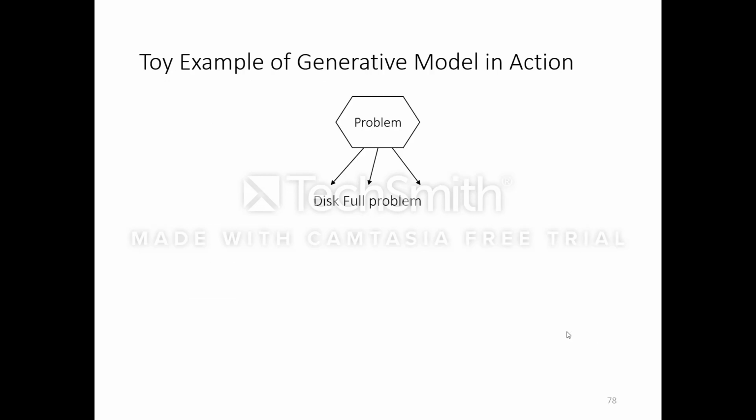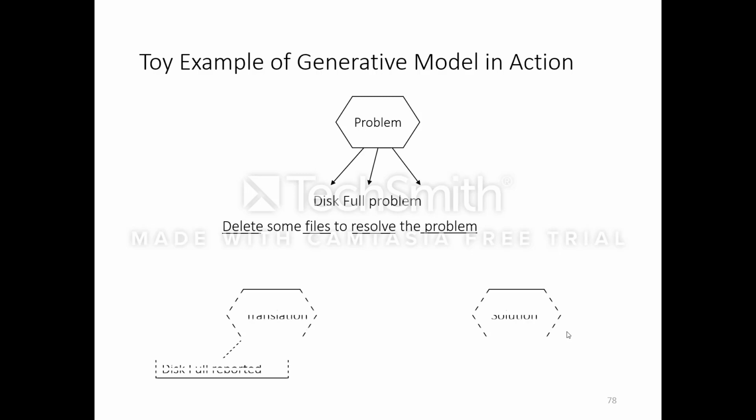Okay, so let's look at a toy example of the generative model in action. This is just a hypothetical toy example, but just to convey the spirit of the approach, or the motivation behind the approach. So the problem could be something as simple as a 3-word thing, which is disk full problem, and the solution could be delete some files to resolve the problem, right? And you might have a bunch of meaningful words in the solution, which could be delete, files, resolve, and problem. The other words are mostly stop words.